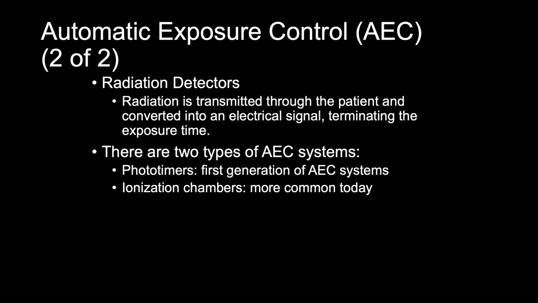Phototiming specifically refers to the use of an AEC device that uses photomultiplier tubes or photodiodes. These systems are not common today. Today we use the ionization chambers. Those are the most common type of AEC system.